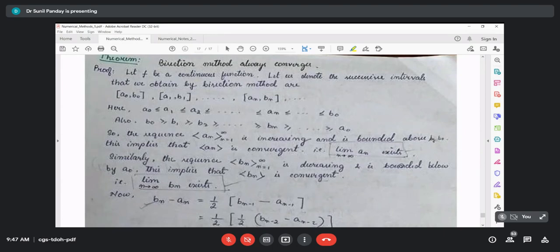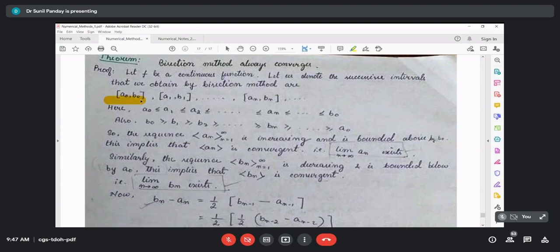The next step, we bisect this interval, like we select the midpoint a plus b by 2. Then our root lies either between a to a plus b by 2 or a plus b by 2 to b. So in each and every step of the bisection method, we are getting the next interval containing the root, whose length is half of the previous interval.